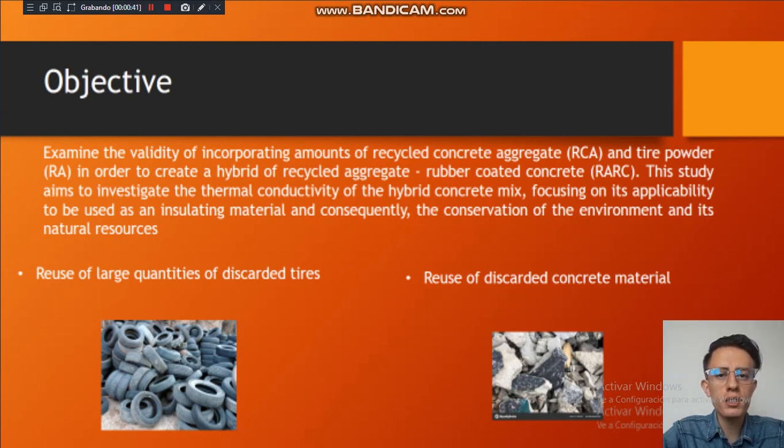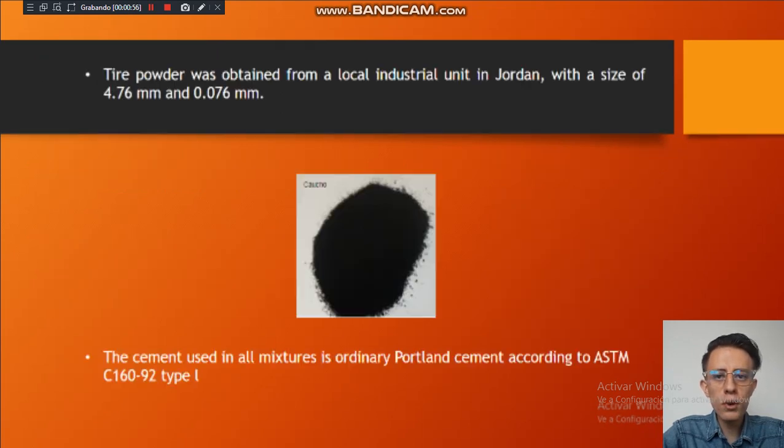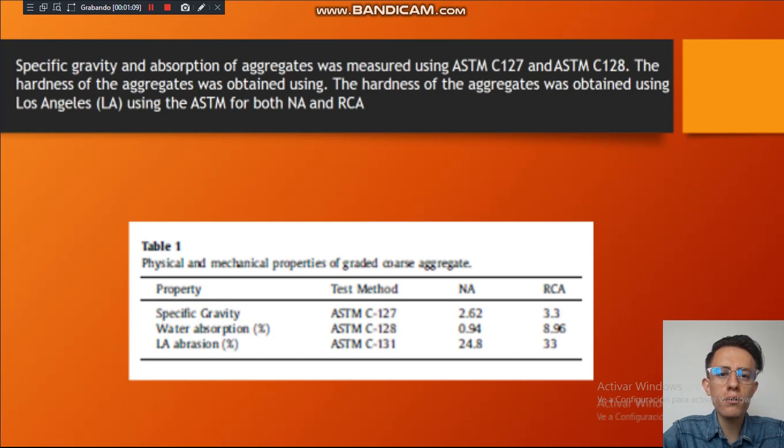an insulating material. We are going to have materials such as natural coarse aggregates, crushed aggregates of previously tested concrete mixtures, fine aggregates of natural silicate sand with gradation. We also have the tire powder, and finally we will have cement used in all mixtures, that is ordinary Portland cement type 1. We also have to know the properties of coarse aggregates such as the specific gravity, absorption, and the hardness reflected in table number 1.